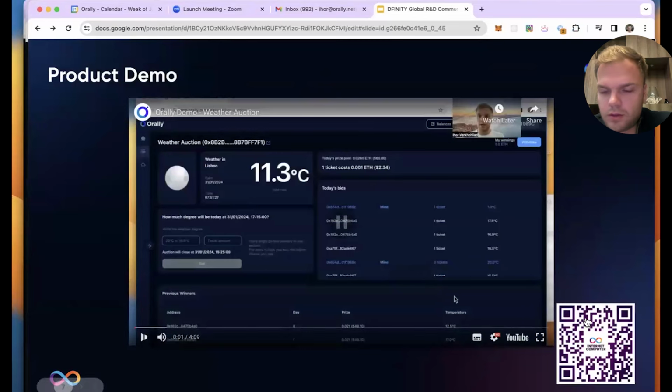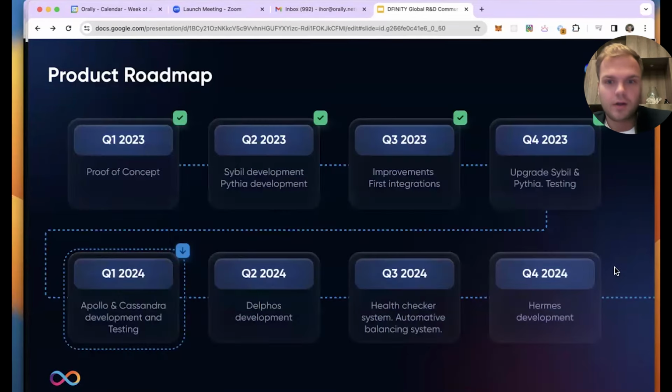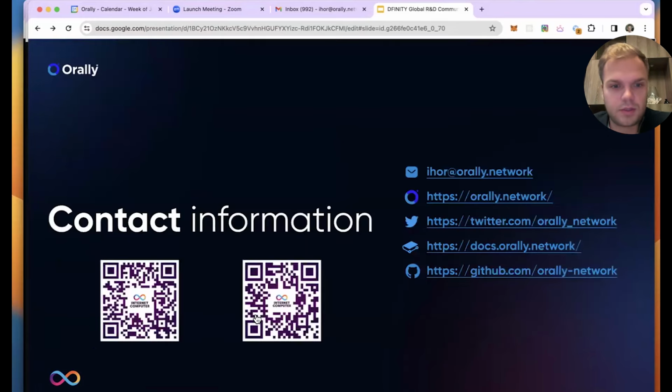You can go to our application by this QR code to check it out. Our roadmap: we already have CBL and PTI modules up and running, and right now they are in the development stage. Apollo and Cassandra are a decentralized identification mechanism, and then we will go to our preprocessing algorithm mechanism. This is our contact information, and thank you so much for your time and listening.